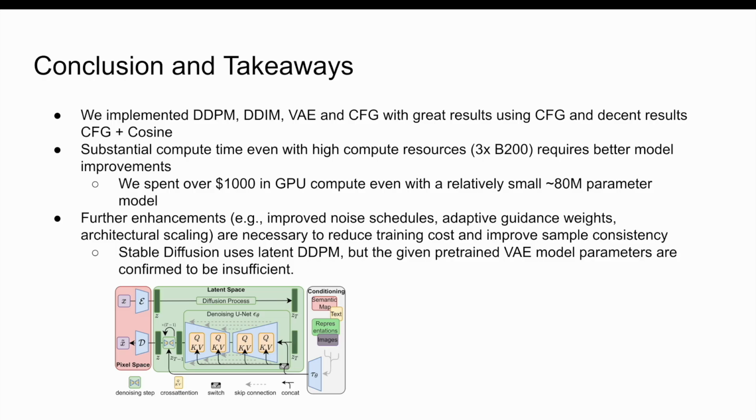Even though Stable Diffusion achieves better efficiency through latent space, in our setup, the pre-trained VAE was our bottleneck, which heavily limited the gains we could have gotten from latent DDPM without heavy modifications to our starter code base.